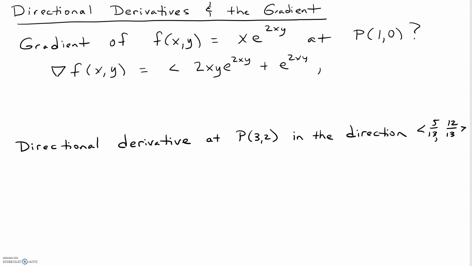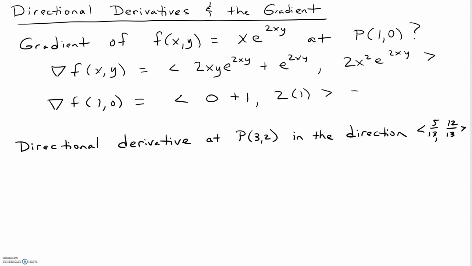Now take our partial derivative with respect to y, and we have 2x squared e to the 2xy power, and we have our gradient. But they wanted us to evaluate this at the point 1, 0. So substituting in 1 for x, we would have 0 here, and then add 1. And we're substituting 0 in for y. So we would have 2 times 1 over here. And we can simplify that to the vector 1, 2.